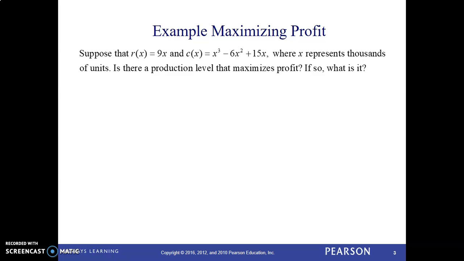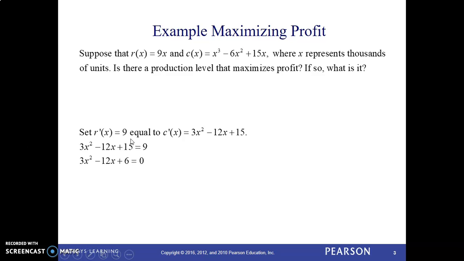So we've got r of x equals 9x, so our revenue is always 9x. Our cost is a cubic function. Is there a production level that maximizes profit? So if we want to maximize profit, then we're going to want to go through and find the derivatives.